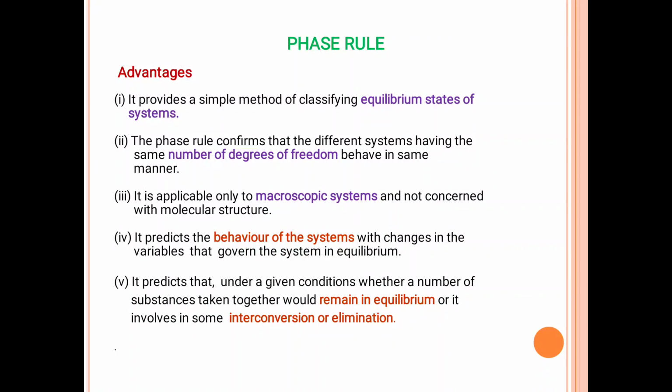It predicts the behavior of systems with changes in variables that govern the system in equilibrium. For example, we can predict how the system works when we change the temperature by keeping the pressure constant, or keeping the temperature constant, and how with the temperature change the system behaves. These can all be predicted with the phase rule. It also predicts whether, under given conditions, the substances taken together would remain in equilibrium or undergo some interconversion or elimination.